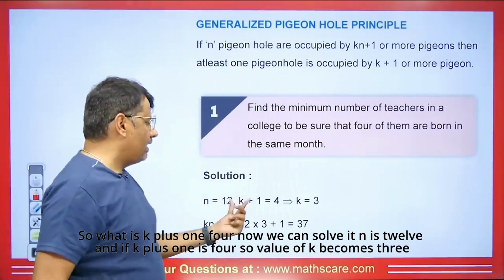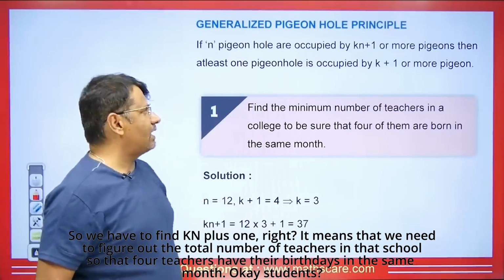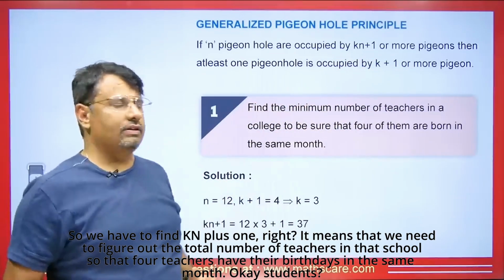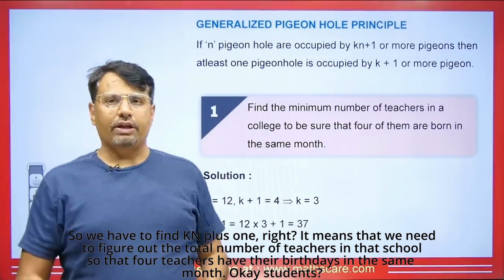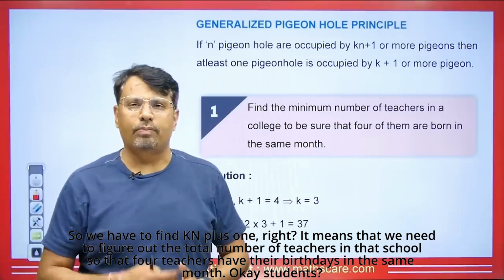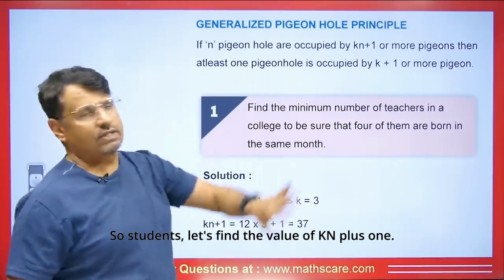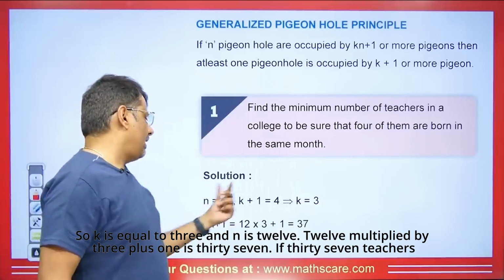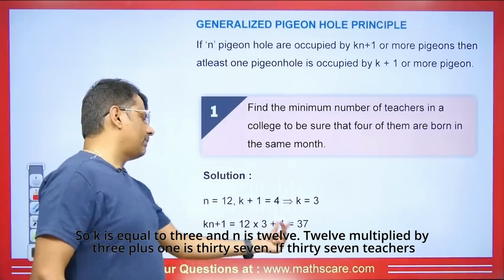n is 12 and if k plus 1 is 4, the value of k becomes 3. So we have to find kn plus 1, right? It means that we need to figure out the total number of teachers in that school so that 4 teachers have their birthdays in the same month. Okay, students? So let's find the value of kn plus 1. k is equal to 3 and n is 12. 12 multiplied by 3 plus 1 is 37.